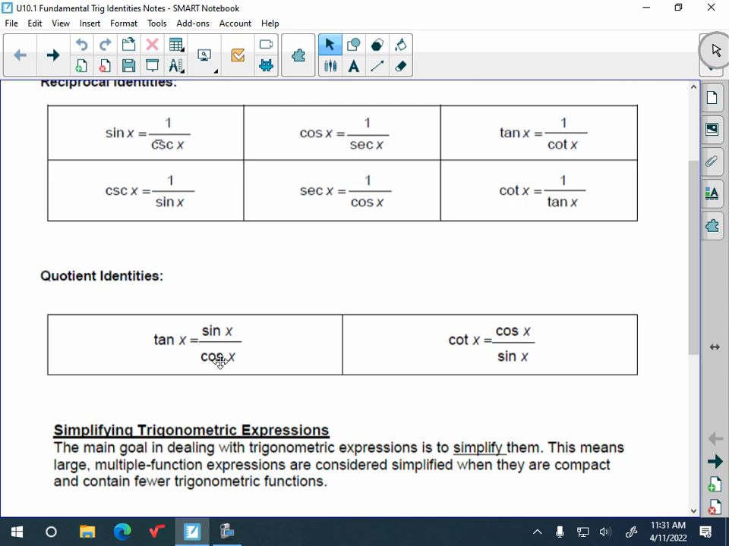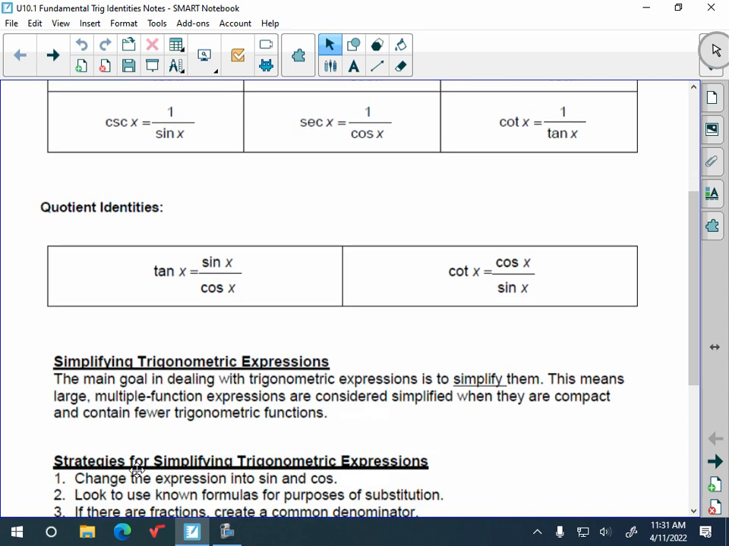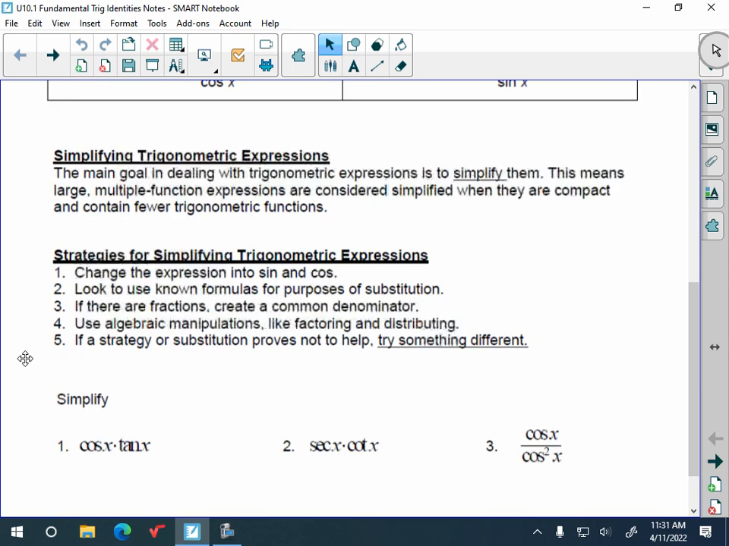Cotangent, from the unit circle, that was the x-coordinate divided by the y-coordinate, x over y. So then x is the same as cosine, and sine is the same as y, so it's cosine over sine for cotangent. All right? So anytime we see cosine over sine, we can replace it with cotangent. Anytime we see sine over cosine, we can replace it with tangent. Anytime we see any of these fractions, we can change it to one of these reciprocal functions. And so that's what we're doing as far as simplifying trig expressions. We're trying to change it from something complex into something more simplified.